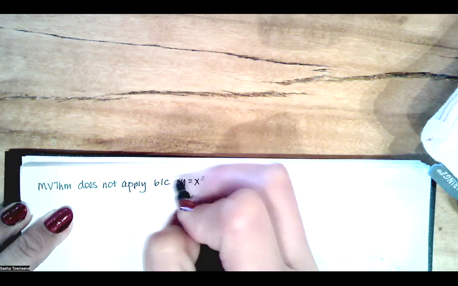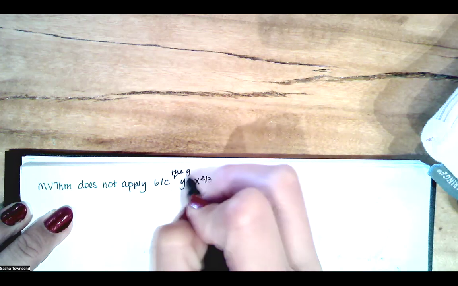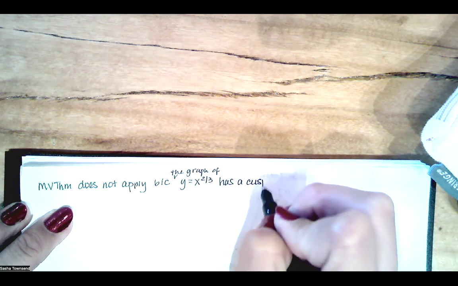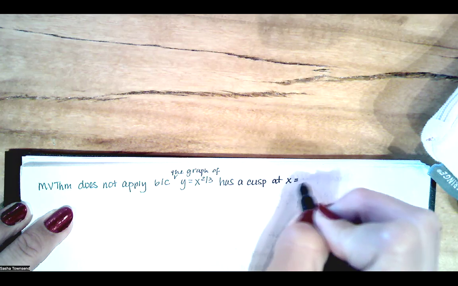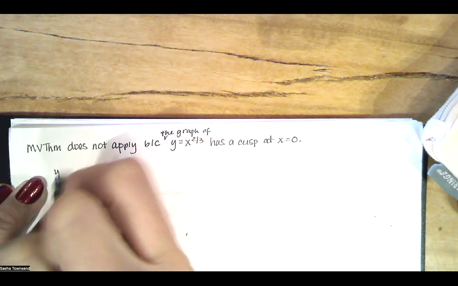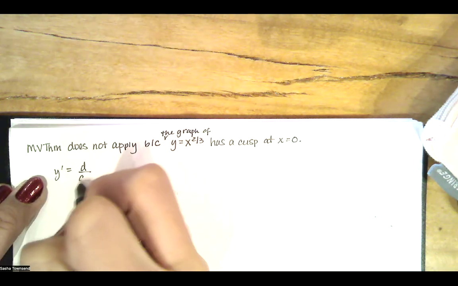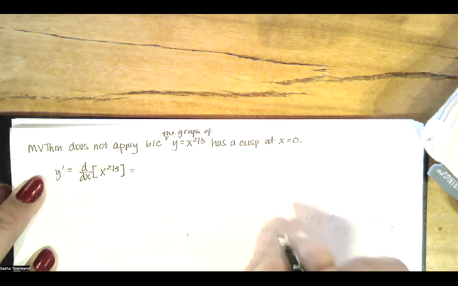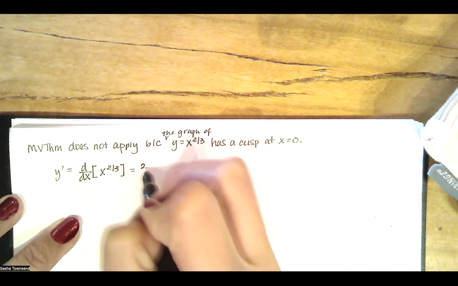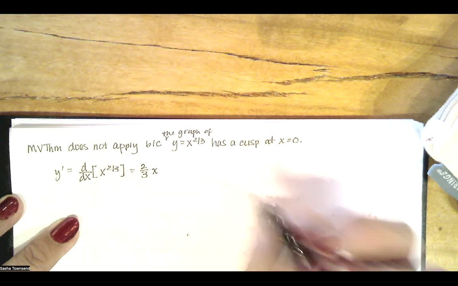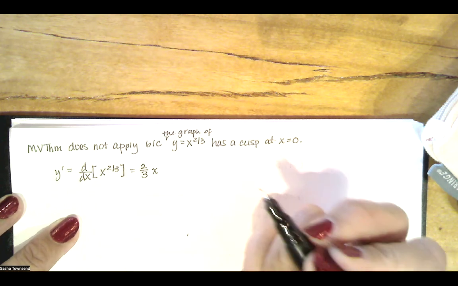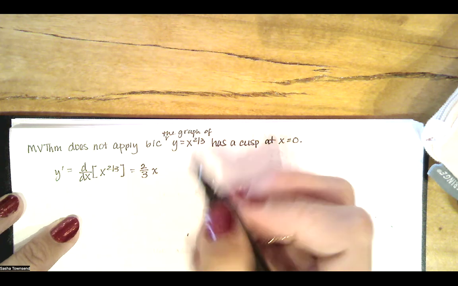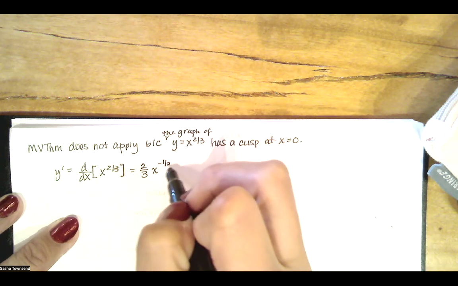I guess we could say that because the graph of y equals x to the 2/3 has a cusp at x equals 0. Alternatively, you could say y prime is the derivative with respect to x of that x to the 2/3. Take the derivative using the power rule. So you bring the exponent down, multiply by x to the 1 less power. 2/3 minus 1 is 2/3 minus 3/3. 2 minus 3 is -1, so we end up with a -1/3.